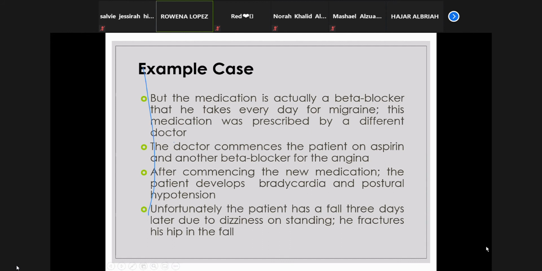The doctor commences the patient on aspirin and another beta blocker for the angina. After commencing the new medication, the patient develops bradycardia because he was already taking a beta blocker. So bradycardia developed, and of course, postural hypotension. Unfortunately, the patient has a fall 3 days later due to dizziness on standing. He fractures his hip in the fall.